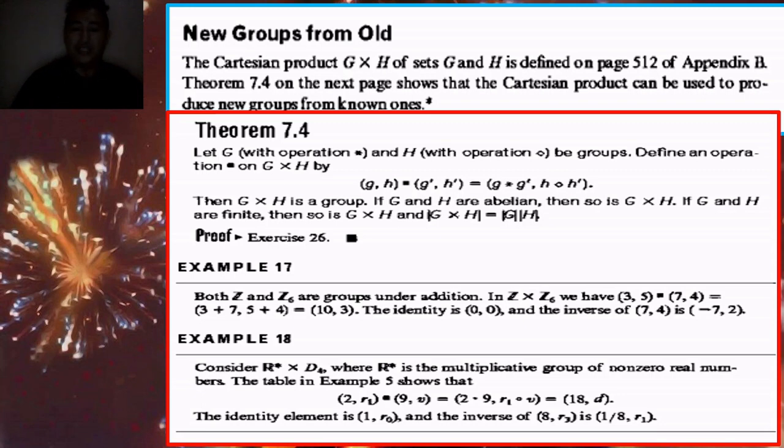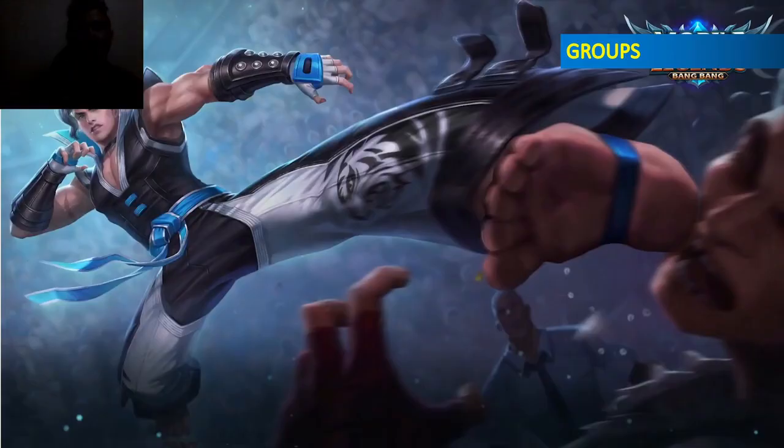So R star cross D4 and Z cross Z6 are groups, by our Theorem 7.4: G cross H is a group.